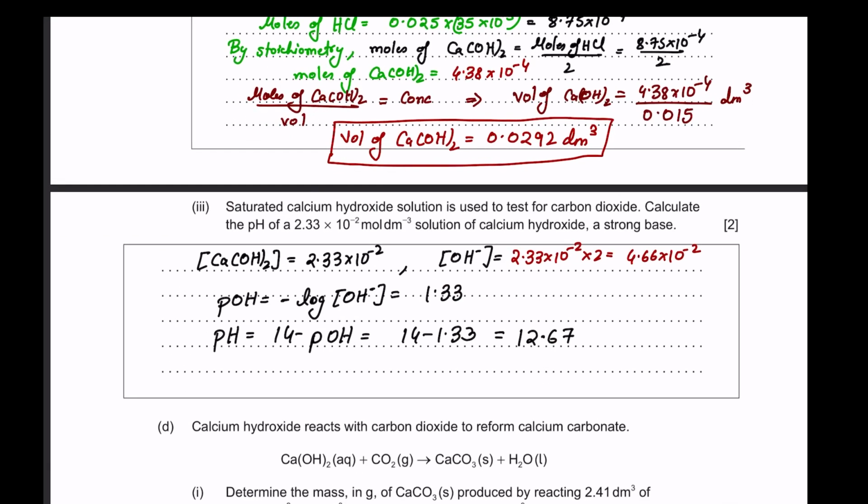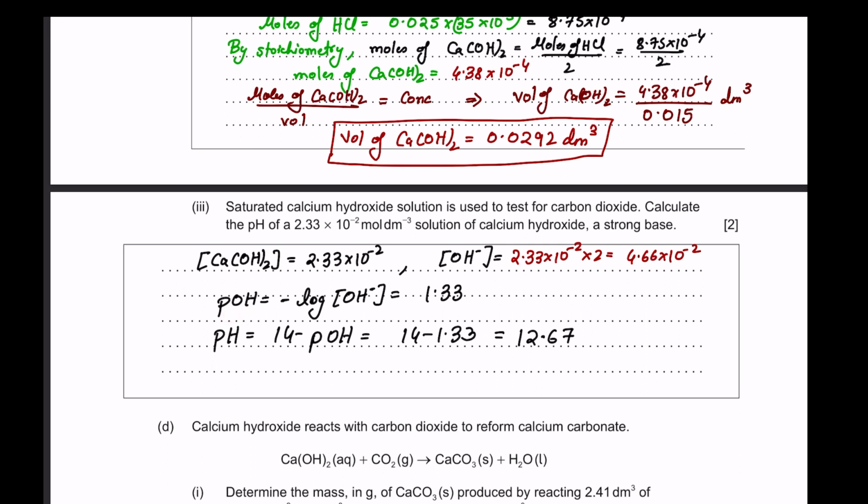The next one: saturated calcium hydroxide is used to test for carbon dioxide. Calculate the pH of a 2.33 × 10⁻² mol per dm³ solution of calcium hydroxide, which is a strong base. They have specifically told us to consider calcium hydroxide as a strong base. So each mole of Ca(OH)2 will give rise to 2 moles of OH⁻ ions. So our concentration of OH⁻ will be double that of Ca(OH)2. If we take the concentration of Ca(OH)2 times 2, we get 4.66 × 10⁻² as the concentration of OH⁻.